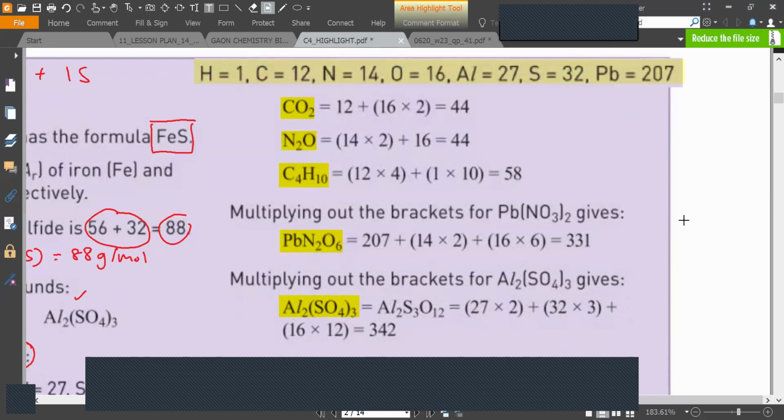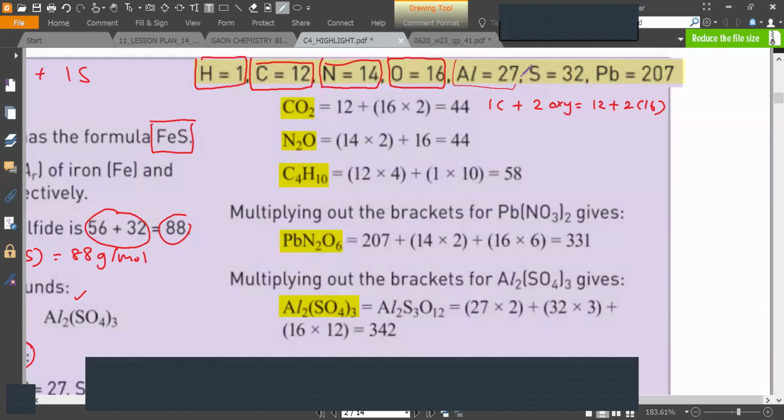Okay, so first, CO2. CO2 is 1 carbon plus 2 oxygen, so it's 12 plus 2 times 16. You can see here oxygen is 16. So all of the relative atomic mass is provided, so it's easy. We just calculate like that.